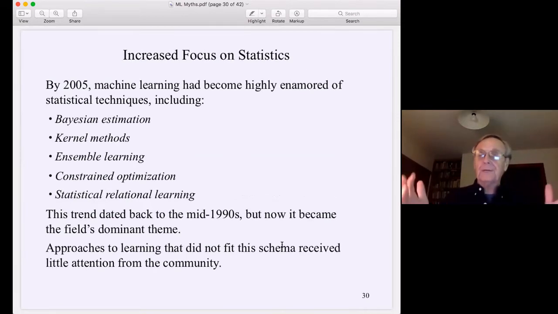And along with that came, as you got more data, you could do more with statistics, right? And by 2005, the field had really become enamored of statistical techniques that included Bayesian estimation methods, kernel methods, ensemble learning, I mean things like boosting and bagging and including random forests. And then you saw work on constrained optimization, and even people who were concerned with logic, like relational representations, became caught up in that movement. So if you go to meetings on statistical relational learning, yes, they would produce outputs that looked like rules, but most of the work was about doing statistical analyses. So this trend went back at least to the mid-90s, but now it really became a dominant theme. And if you didn't fit into that, if you were trying to learn, say, new structures from very few training cases without statistics, good luck, right? You could publish, you just couldn't publish there.